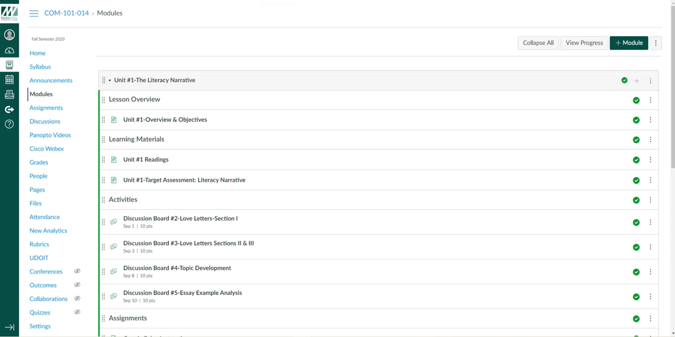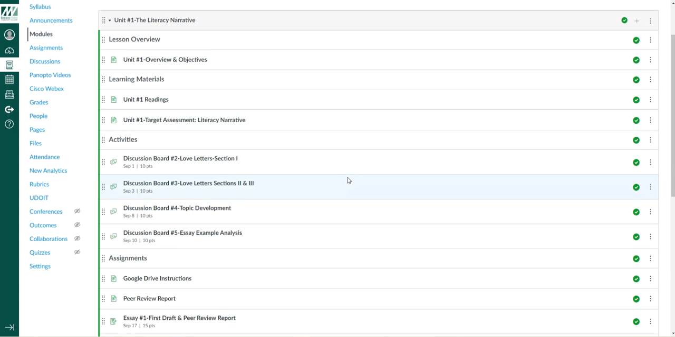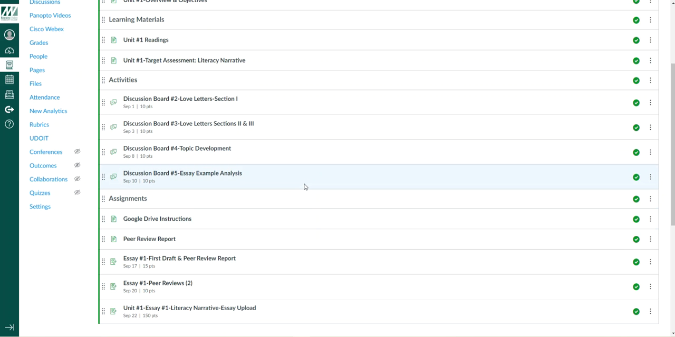So I thought we would take a moment to review where we've been in the literacy narrative module. We've talked about the overview and the objectives of the unit. We've gone through our readings, whether it's love letters or the textbook, and we've looked at our targeted assessment, which is the literacy narrative essay. We've had really good discussions, not only about love letters, but topic development and what would be a good topic. And one of the advantages to this semester is that we've taken some time to do a rhetorical analysis of the example essays in the textbook.